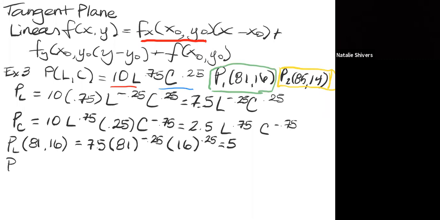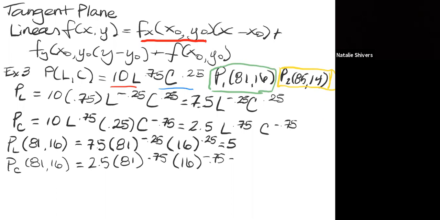All right, so let me do C. Still doing (81, 16). 2.5 times 81, this time to the 0.75, 16 to the negative 0.75, and this time, I can't remember if I round or not, but I wrote 8.4375. Okay, so I was calculating this. Oops, I missed a parenthesis here. All right, so this is f sub x at x naught, y naught. And this one is f sub y at x naught, y naught. Let's see if I can squeeze it in there.